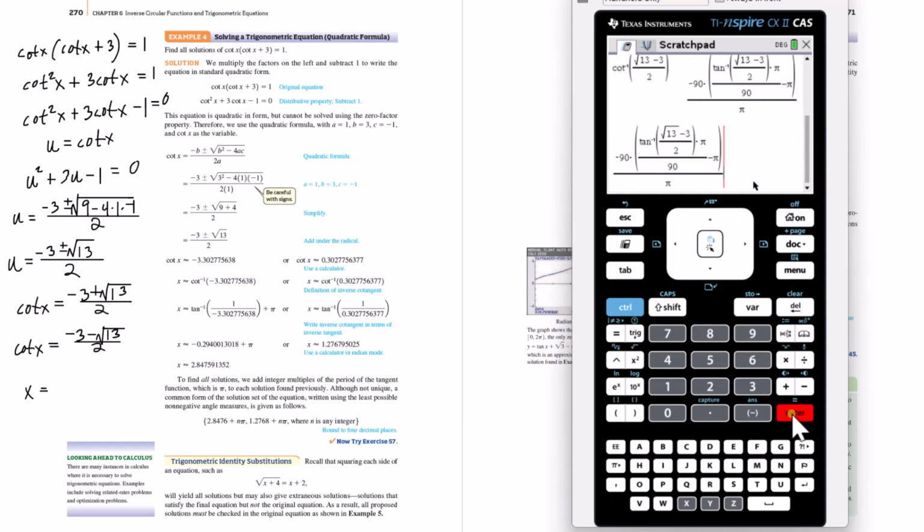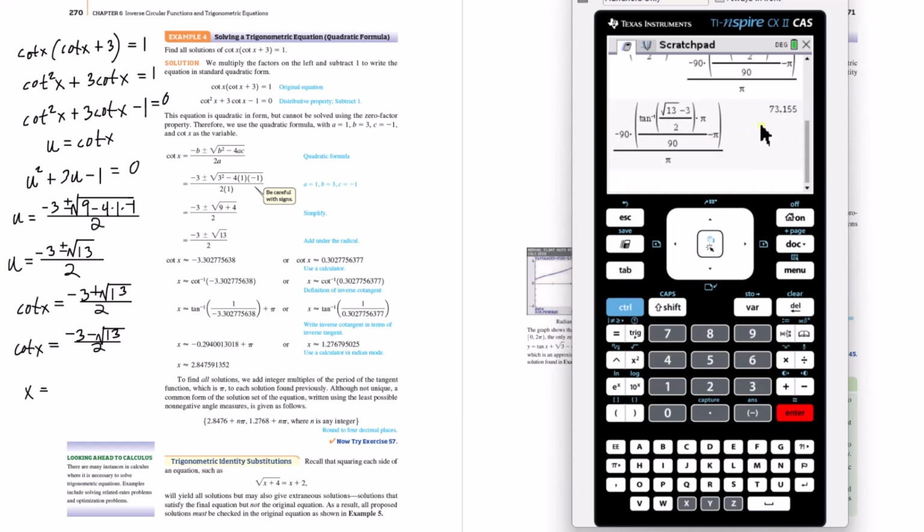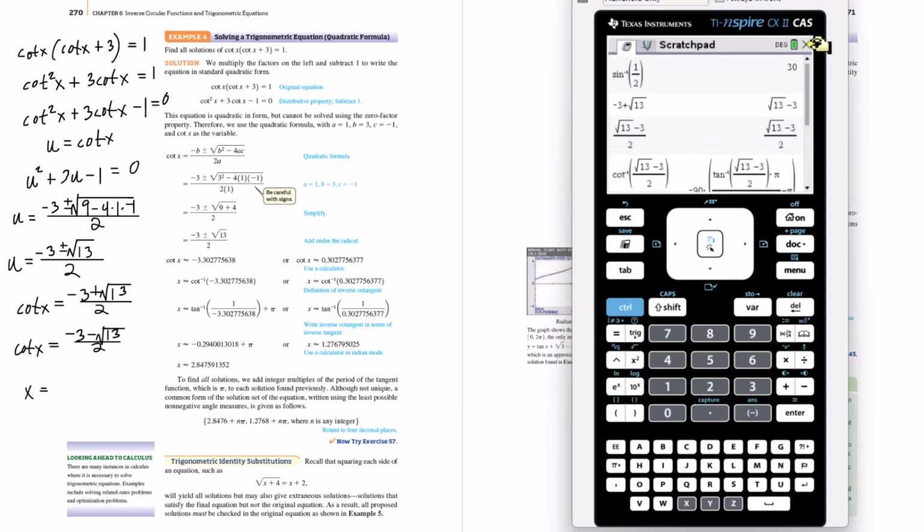We're in degree mode, but it's not going to be a nice round angle. So 73.155, okay? But then you go further though. Cotangent is positive in quadrants 1 and 3, just like tangent. So is minus, okay, hold on, wait. Minus 3 minus root 13 divided by 2, that's actually a negative value. Wait, what did we just do? Oh, okay, it switched on me. This was minus 3 plus root 13 divided by 2, which is a positive number.